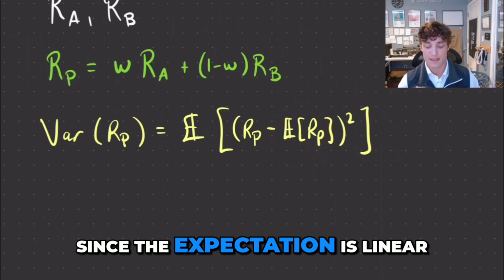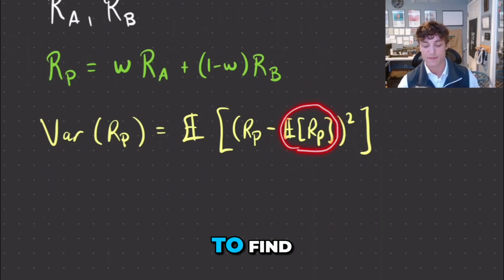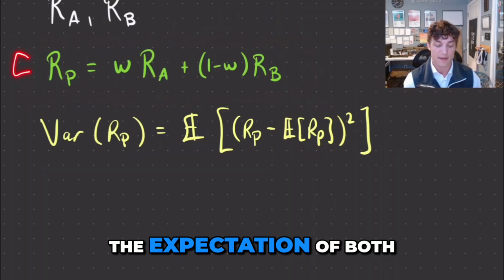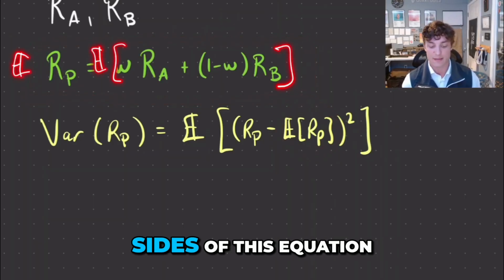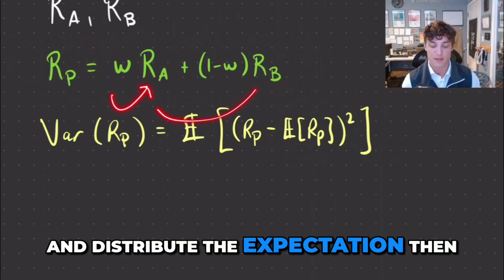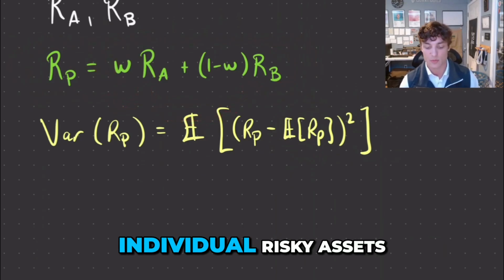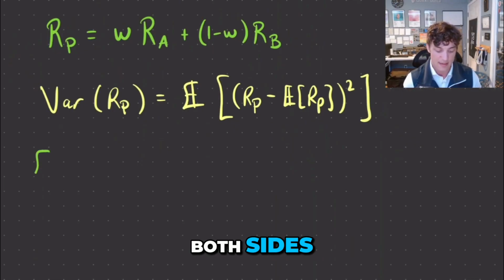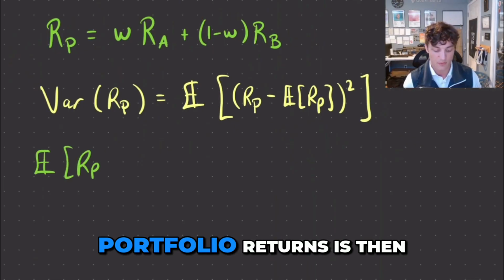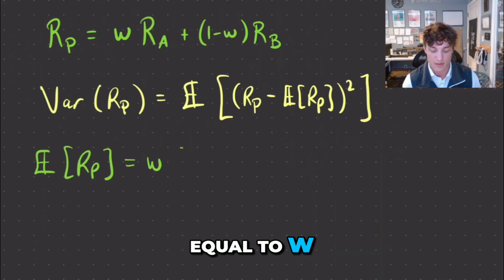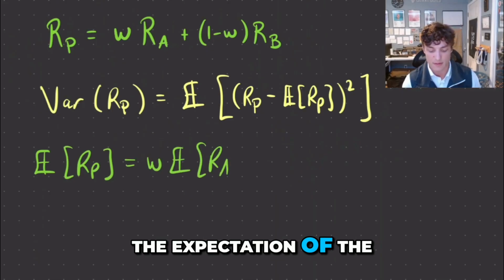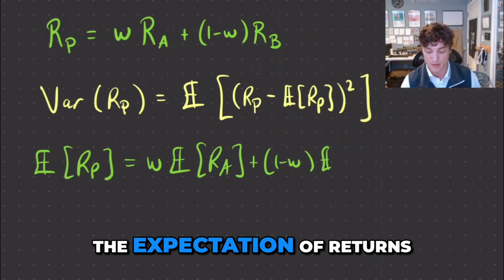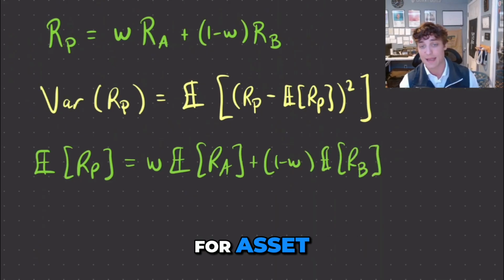Since the expectation is linear, this is quite easy to find because we know this is our portfolio equation. I can just take the expectation of both sides of this equation and distribute the expectation to each of the individual risky assets. So that's what I'm going to do now. I'll take the expectation of both sides. The expectation of the portfolio returns is then equal to W, the expectation of the returns for asset A, plus 1 minus W, the expectation of returns for asset B.